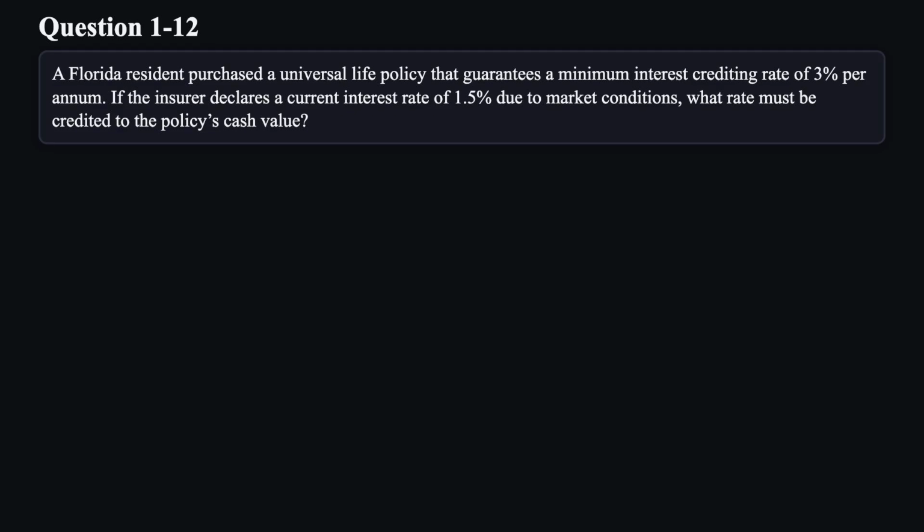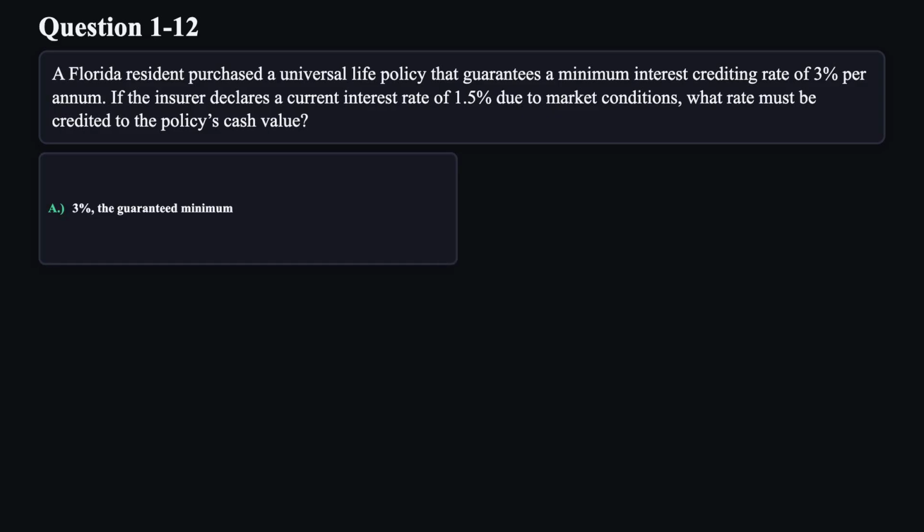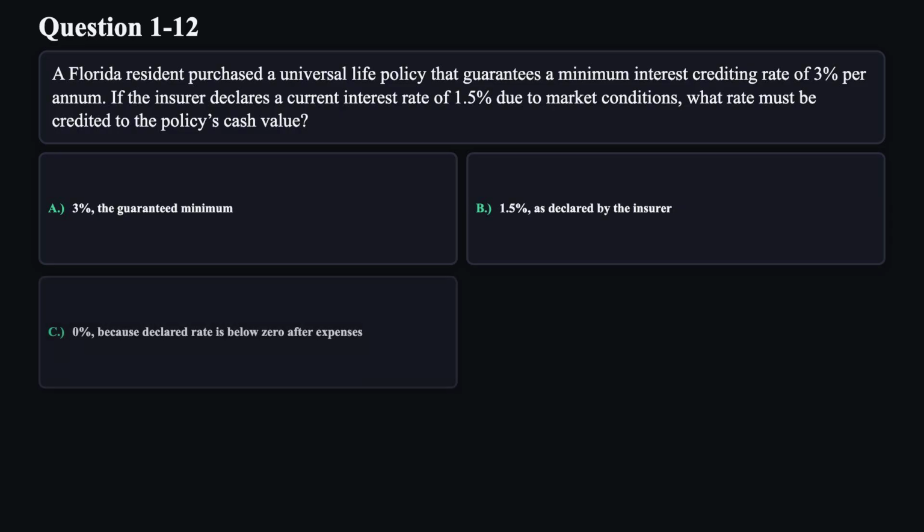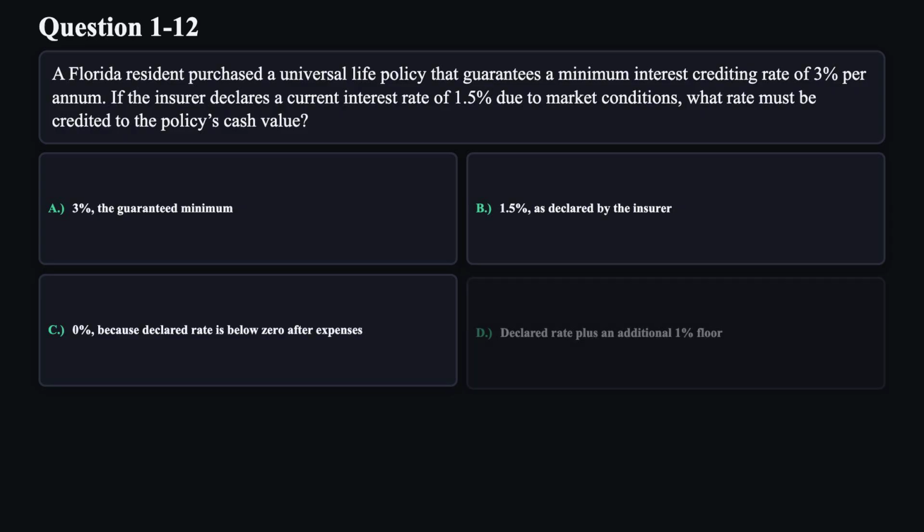Question 12. A Florida resident purchased a universal life policy that guarantees a minimum interest crediting rate of 3% per annum. If the insurer declares a current interest rate of 1.5% due to market conditions, what rate must be credited to the policy's cash value? A. 3%, the guaranteed minimum. B. 1.5%, as declared by the insurer. C. 0% because declared rate is below zero after expenses. D. Declared rate plus an additional 1% floor.